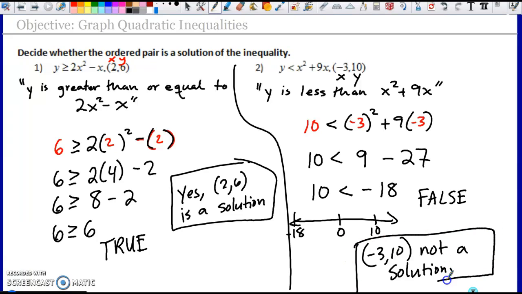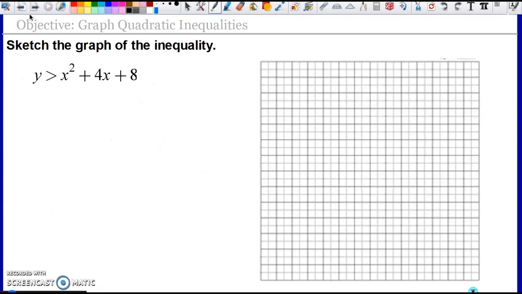Again, this should hopefully not be completely new to you. This is something that we studied a long time ago with lines. Let's go through our steps again on how to graph, okay? So we have another one here to graph, and we'll go through the 5 steps one more time.